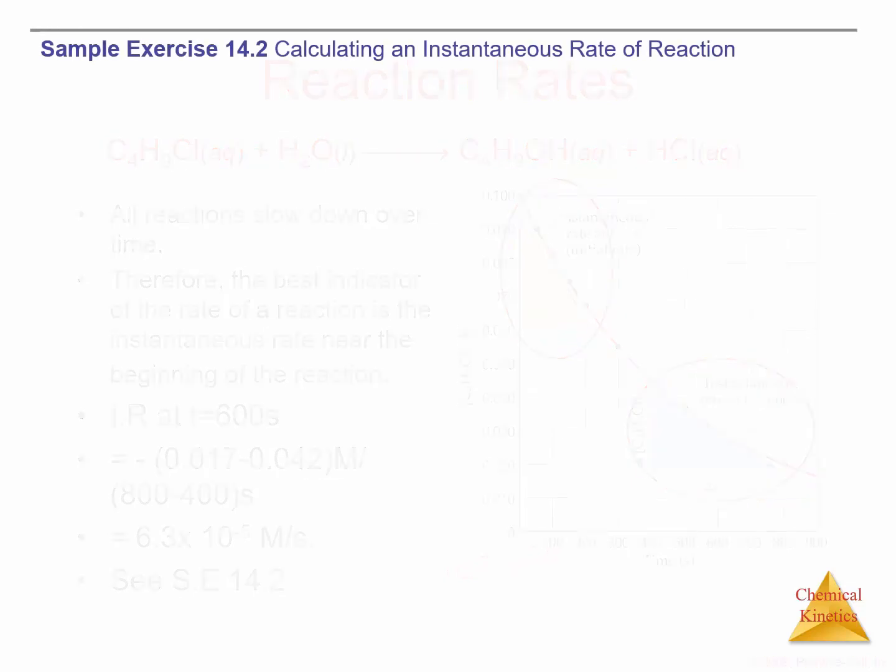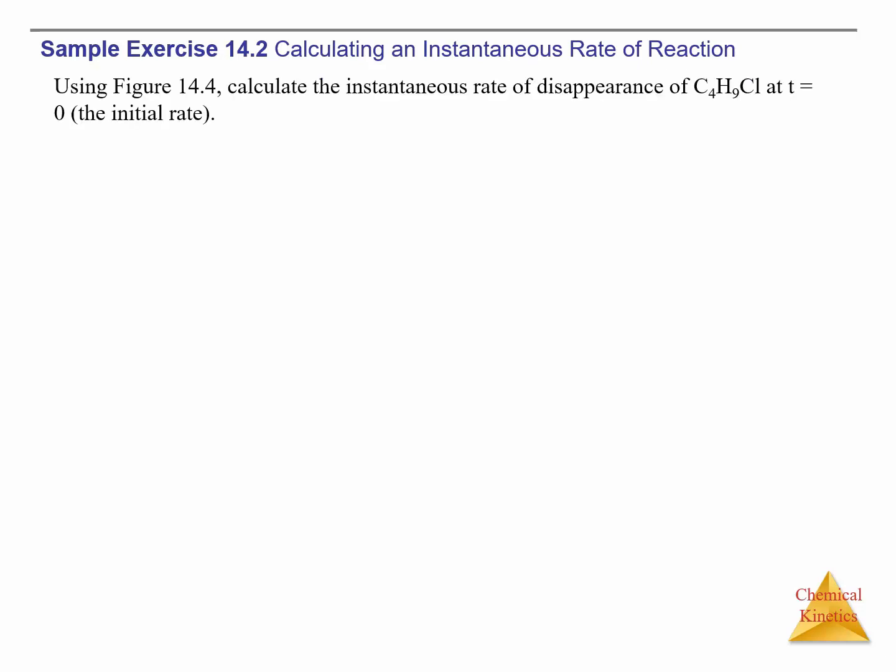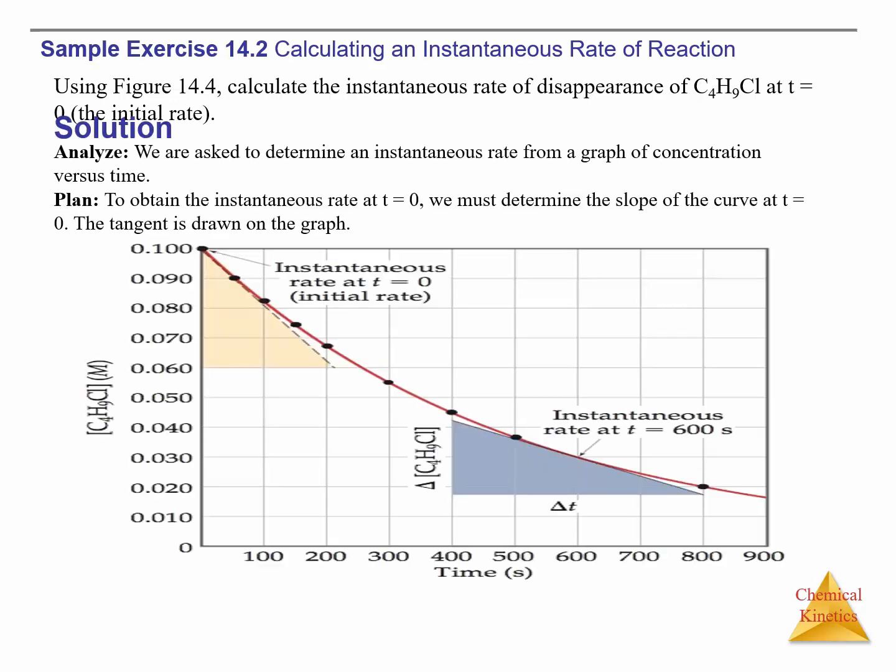Similarly, the sample exercise 14.2, calculating an instantaneous rate of a reaction using the same figure. Calculate the instantaneous rate of disappearance of butyl chloride at time equals 0, the initial. So this is 0 time, you see. We draw a tangent.